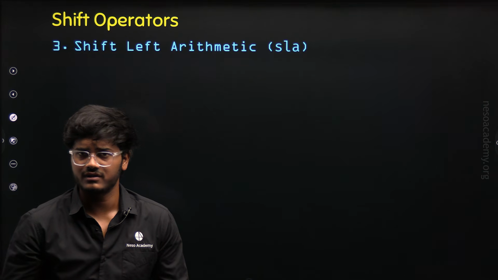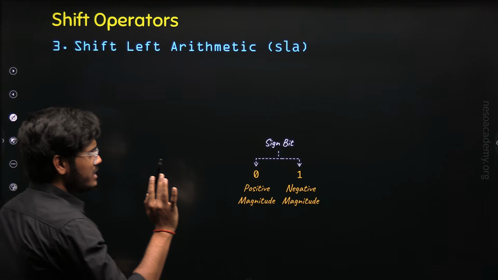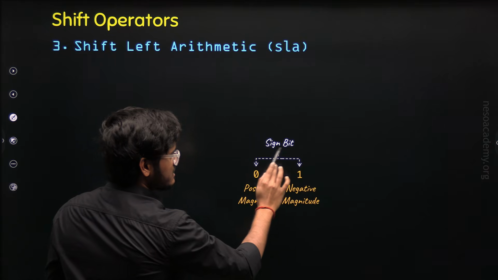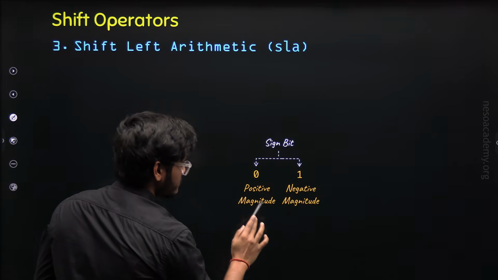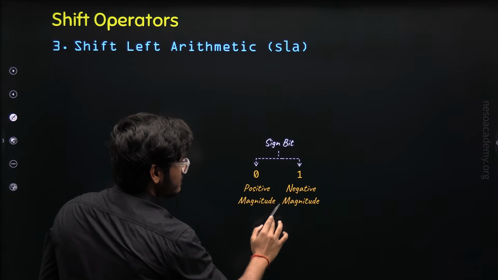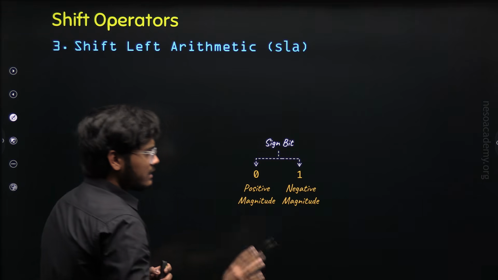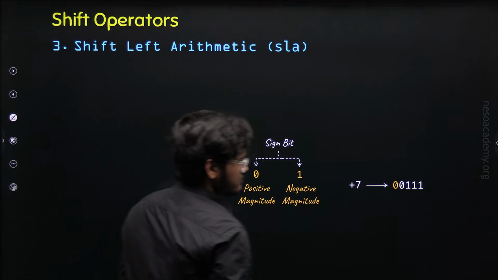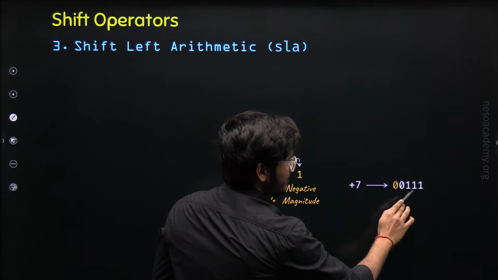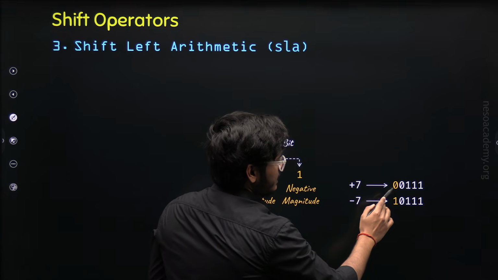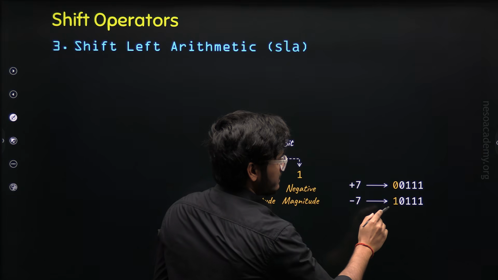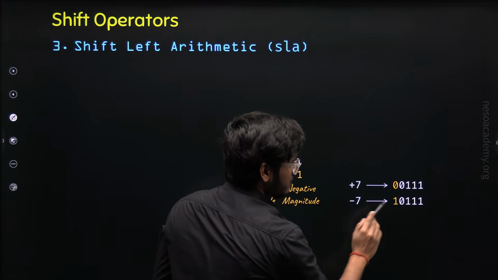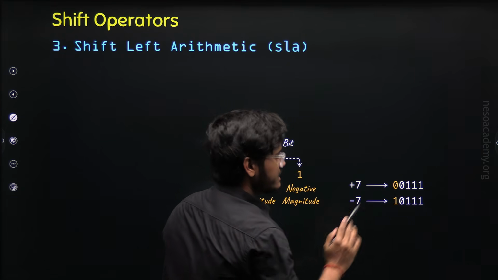The MSB of a binary value acts as a sign bit. Let's understand this first. If the MSB is 0, then the number is positive. If the MSB is 1, then the number is negative. Let's take an example. For that, I am taking a 5-bit binary value. Here, the MSB is 0, which means this number is positive. In this case, the MSB is 1, which means this number is negative.